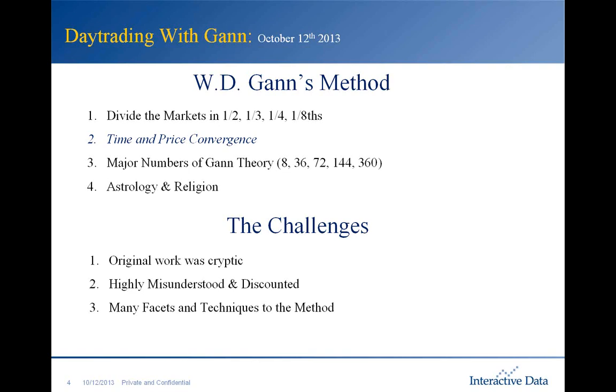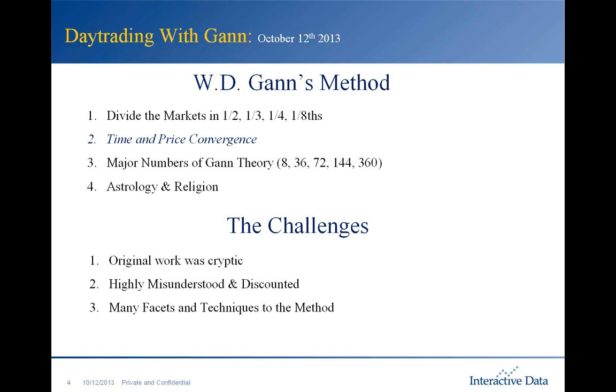Now, a major part of Gann's method comes down to time and price convergence. Not only was he there to identify where price action should settle down, but also very important timing markers to identify where those turns in time are going to come in. Some of the major numbers of Gann theory, there's a variety of them: 8, 36, 72.